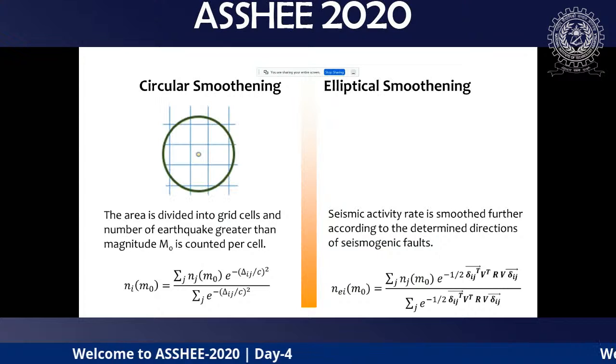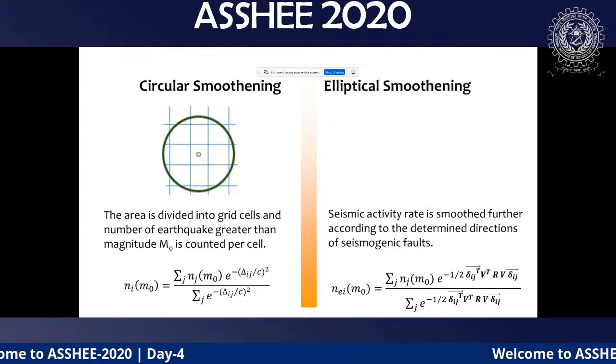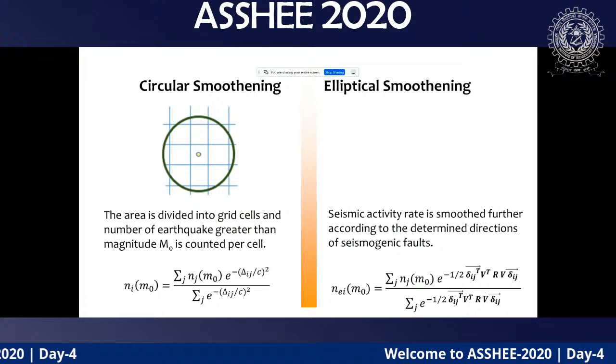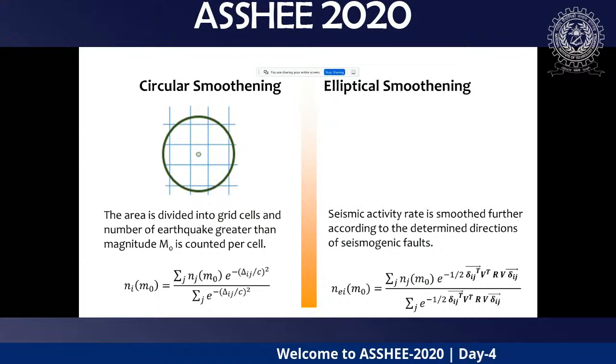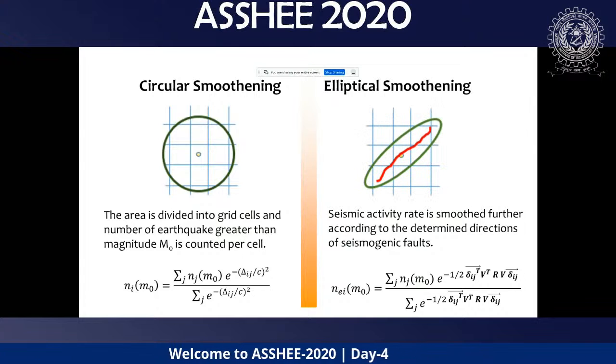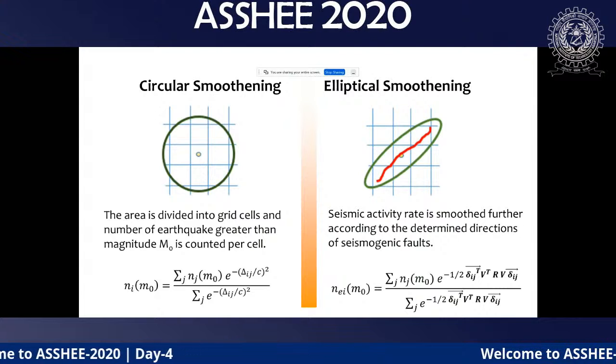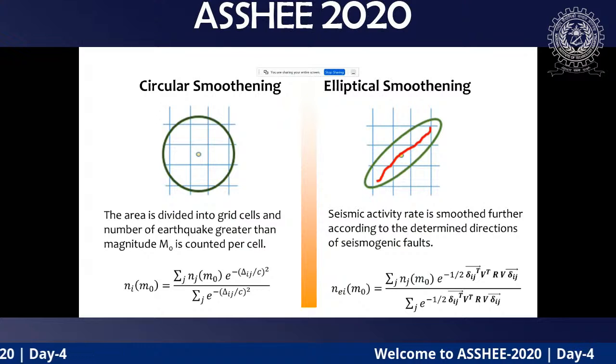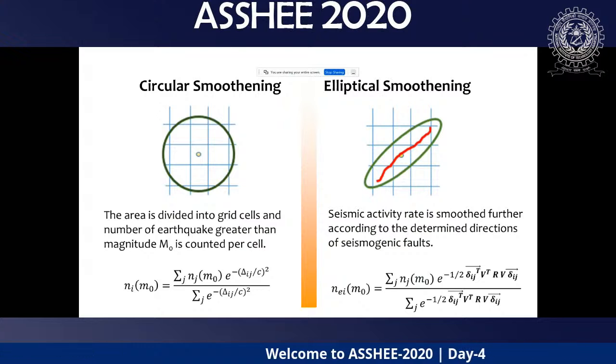So this is just a methodology which is available internationally. Circular smoothing is very popular and widely used by USGS and many countries. Elliptical smoothing is now becoming popular, which combines both the circular smoothing as well as the fault. So we should get the results from all these approaches.